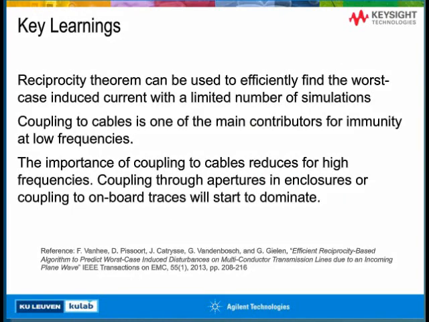So what are the key learnings of this example? The reciprocity theorem can be used efficiently to find the worst case induced currents with a limited number of simulations. Coupling to cables is one of the main contributors for immunity at low frequencies, but the importance of the coupling to cables reduces for high frequency. Coupling through apertures in enclosures or coupling to onboard traces will start to dominate. Again, for people who want to know more about this reciprocity-based algorithm to predict induced disturbances on cables, they can read the reference that is shown below on the slide, where you can find all details about this algorithm.